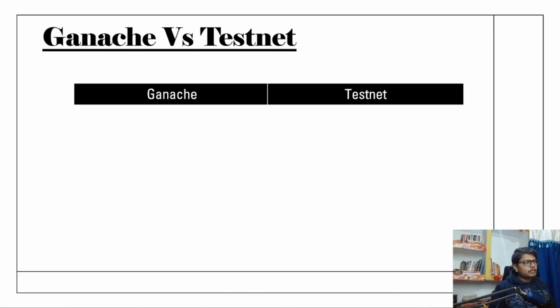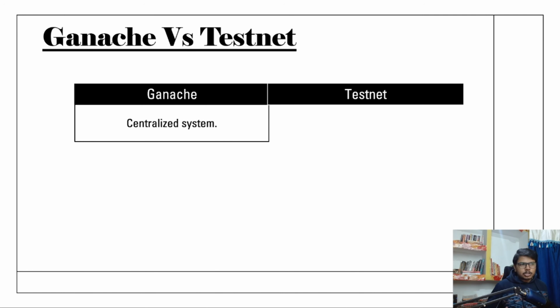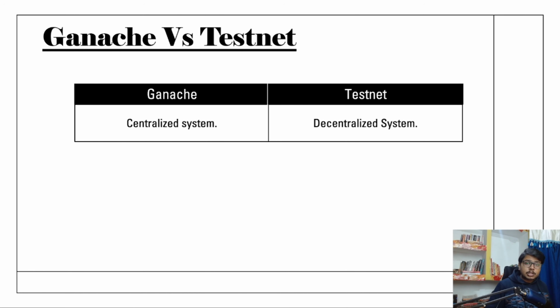So first of all, Ganache is more like a centralized system. When I say centralized, what I'm trying to say is that your Ganache is just on your system, so it is working according to your system only. While testnet behaves just like your mainnet. There may be certain differences, but 95% of the time your testnet is behaving just like your main network. So this is where testnet wins over Ganache, right? Because testnet provides you with the same environment as your main network. So this is very important to know.